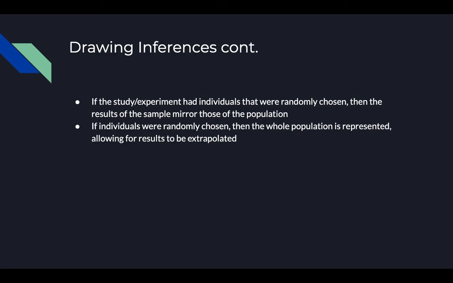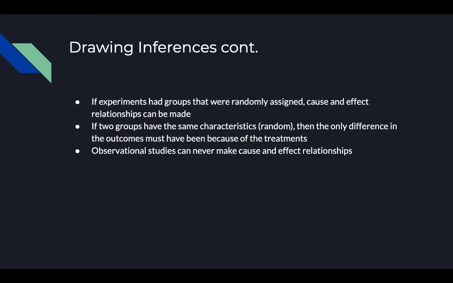If the study or experiment had individuals that were randomly chosen through an SRS or another method, then the results of the sample mirror those of the overall population. This makes sense because if you had randomly chosen individuals, you would expect all aspects of the population to be represented, which means you can extrapolate your sample to the larger population you're looking at. So if the answer to "were the individuals randomly selected" is yes, you can make generalized conclusions about the population.